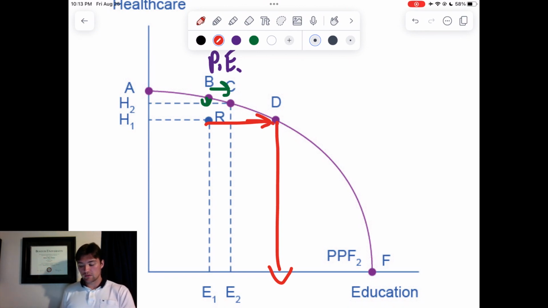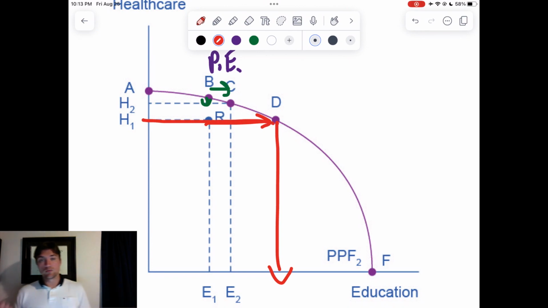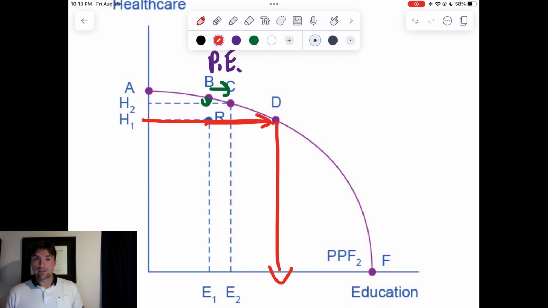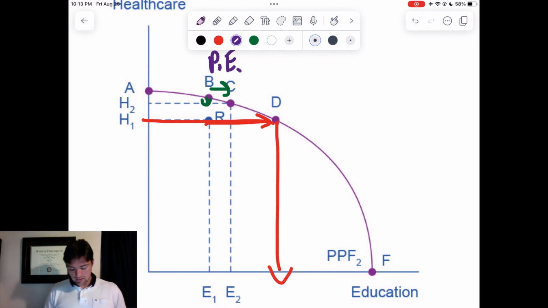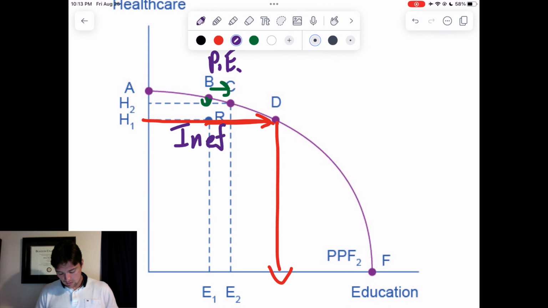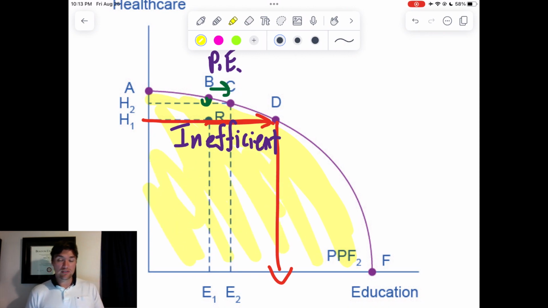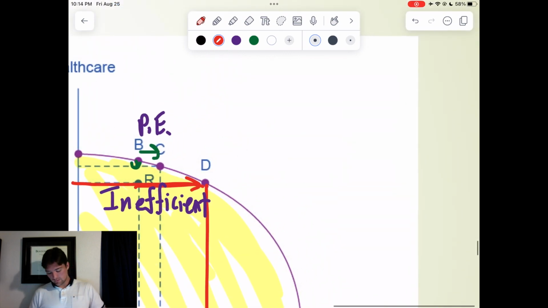No, because look here. Look straight across. See how H1 is at R and D? It didn't cost us anything. So R is what we call inefficient. Anything, absolutely anything on the inside of the production possibilities frontier is what we call inefficient. So you're not doing something well, maybe you're wasting time, you're not doing everything you can to make more stuff. That is inefficient. And then finally, anything on the outside is unattainable.